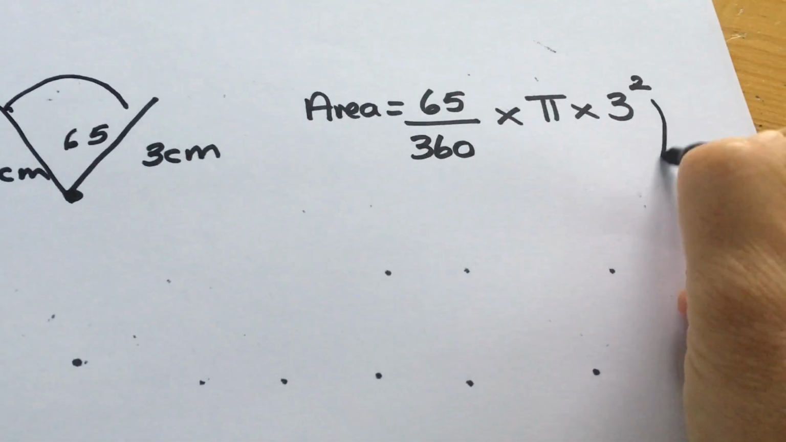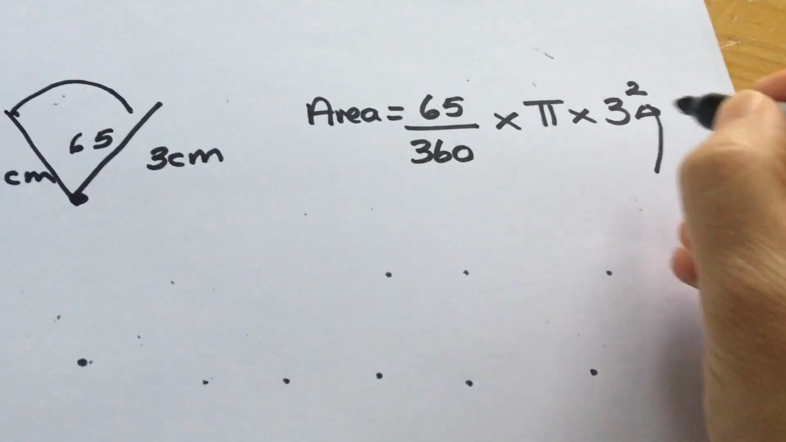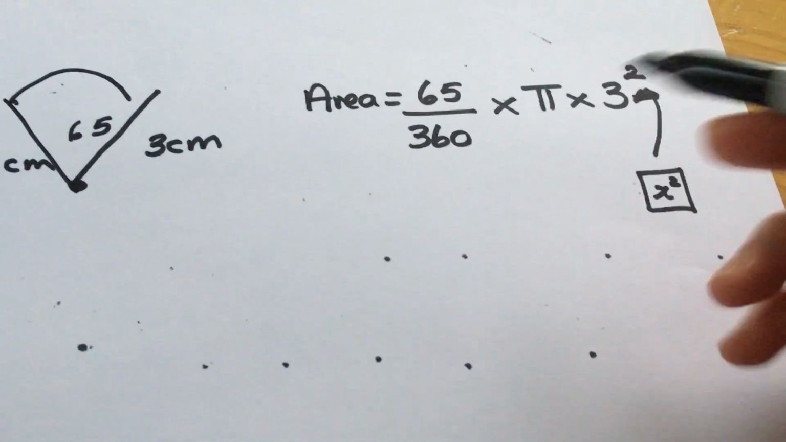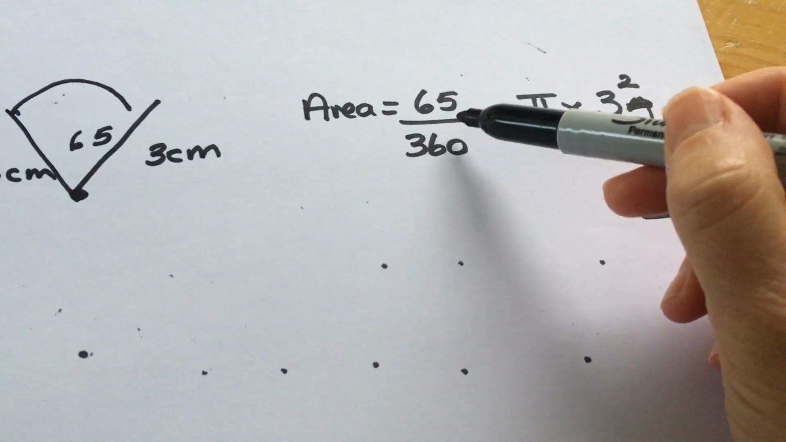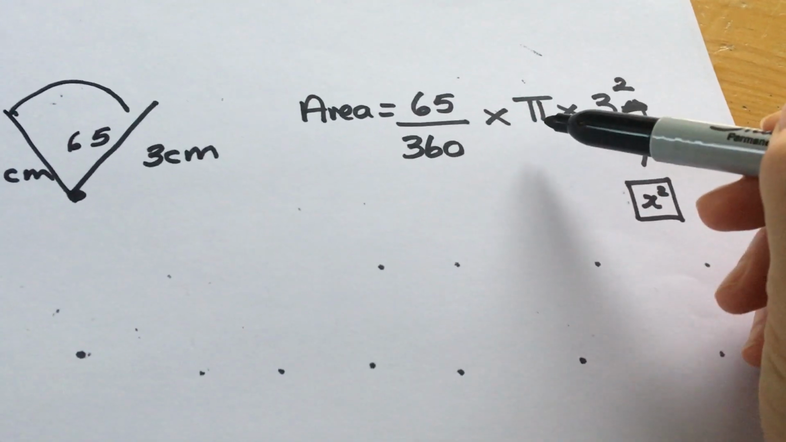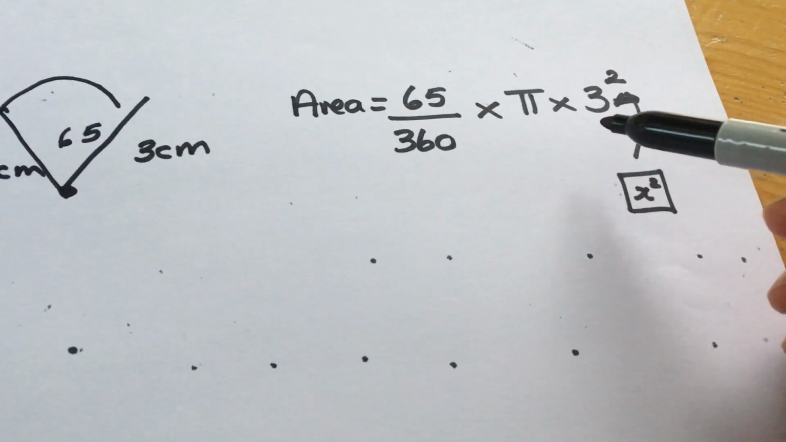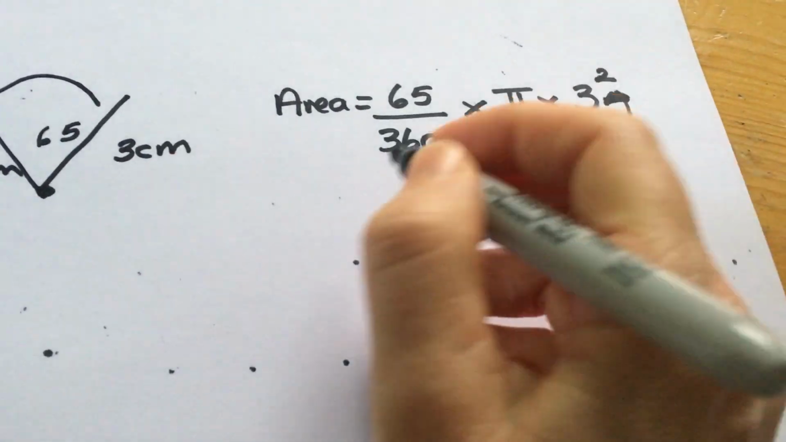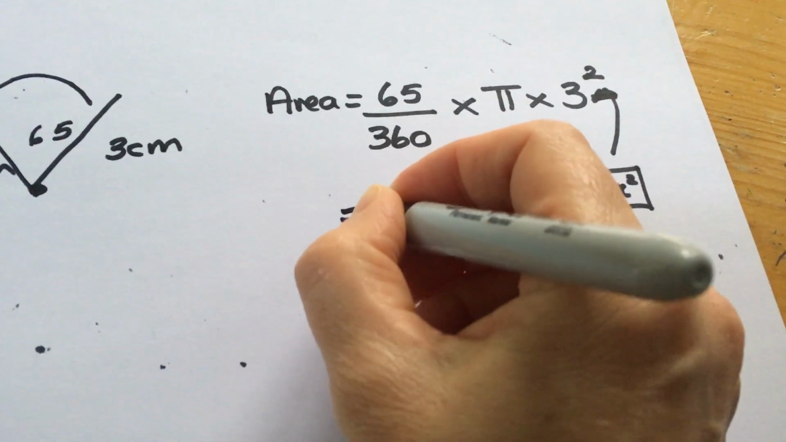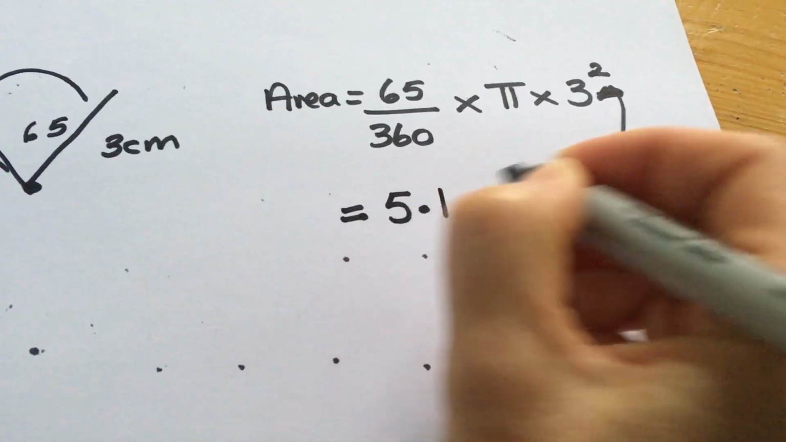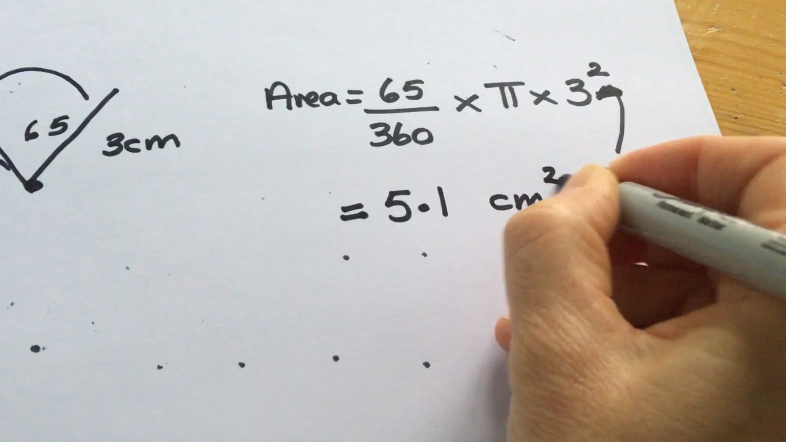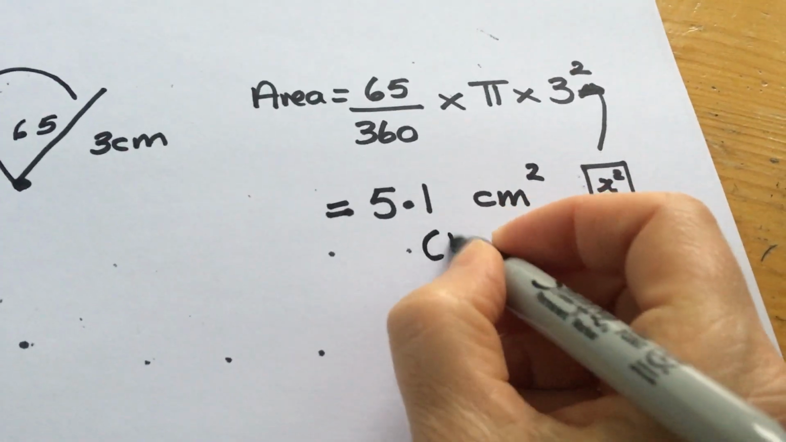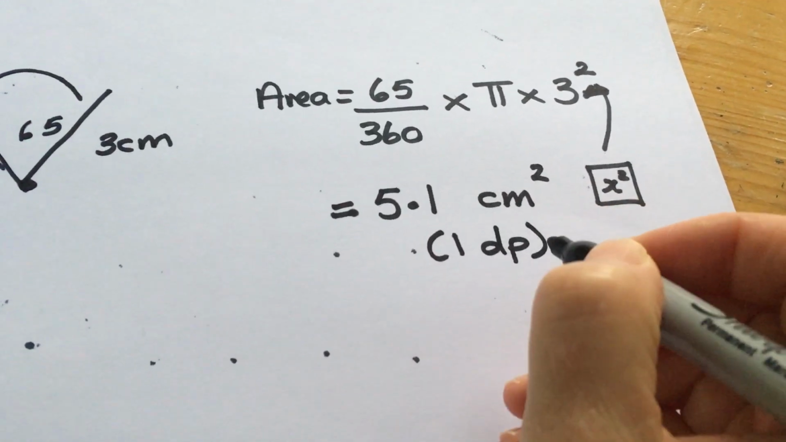And remember, the squared button on your calculator is the one that is x squared. So if you put it in, use your fraction button, 65 over 360 times, remember your pi button, times 3, and then press the x squared. It will look exactly like that on your screen. And then when you get your answer, it should equal, to 1 decimal point, 5.1. And the units, because it's an area, is centimetre squared. So that 5.1 is to 1 decimal place.